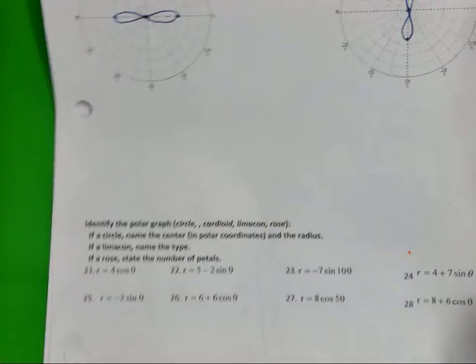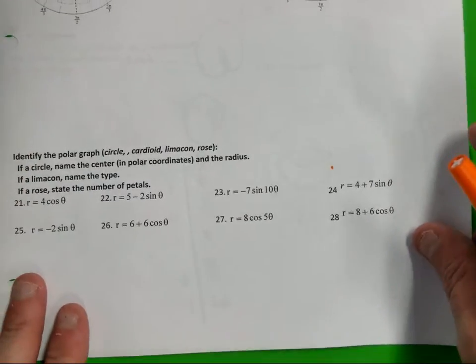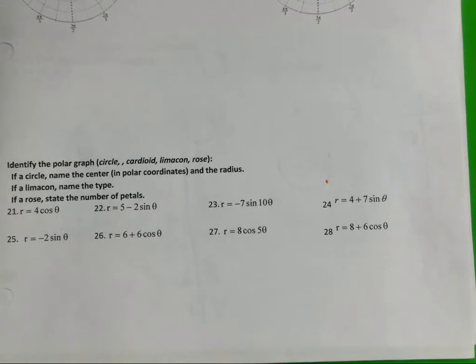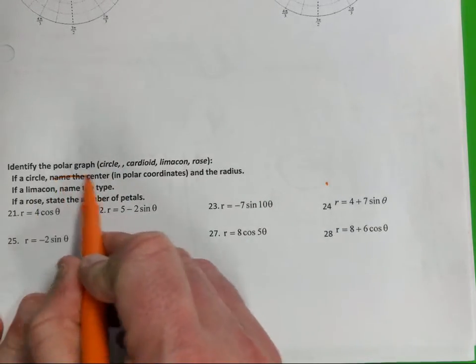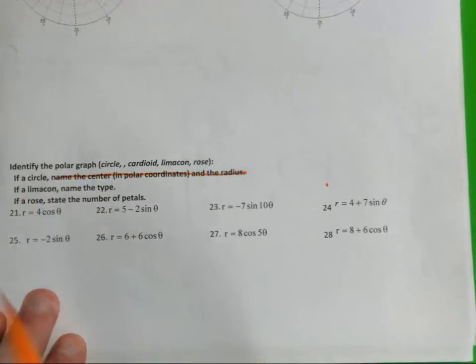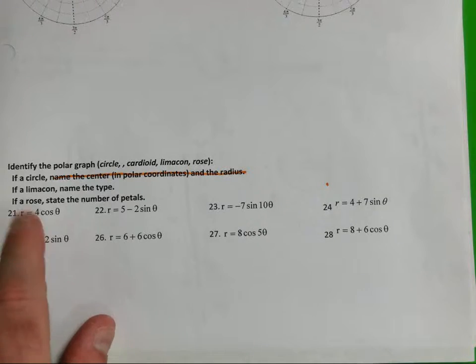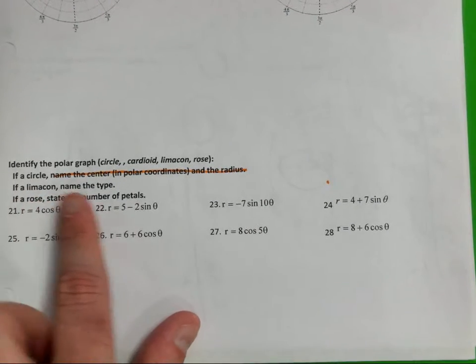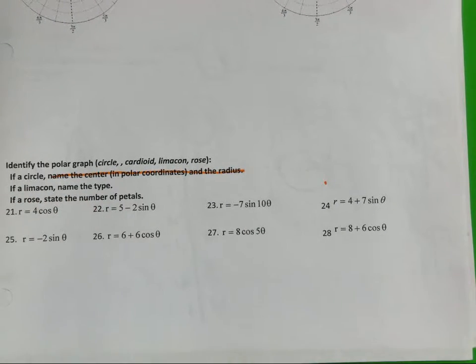Okay, let's turn to the back of the packet. At the back of the packet, we're just going to identify. Okay? It says identify the polar graph. If a circle, I don't care about the center or the radius right now. We're just going to name them, okay? If it's a circle, put a circle. If it's a limaçon, name the type. If it's a rose, state the number of petals.